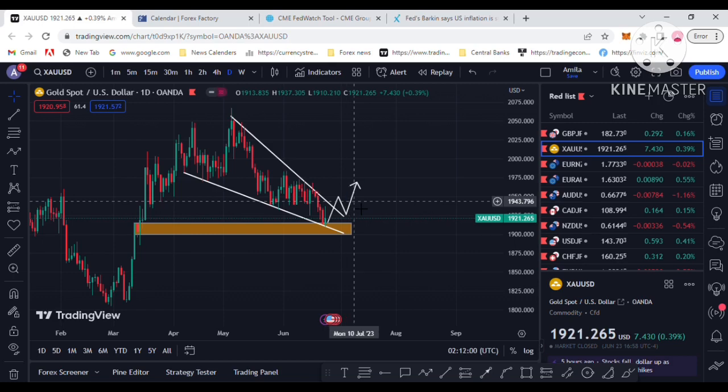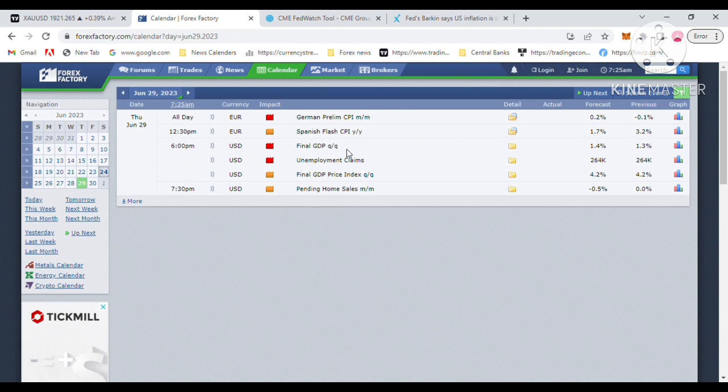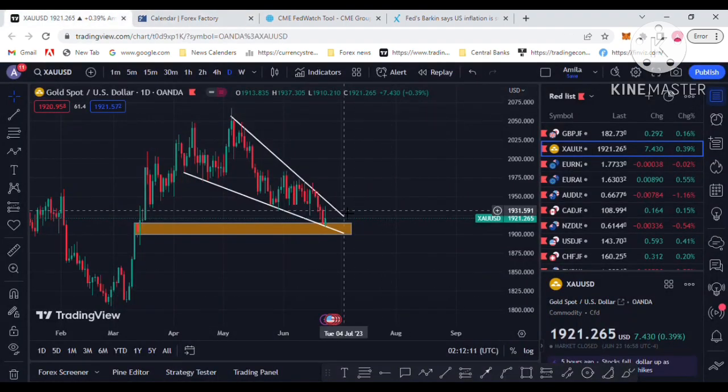You should focus on next week's US dollar GDP data. That's the key economic event next week. If the GDP data drops to a negative effect, that's gold demand. So you should watch the economic data next week.